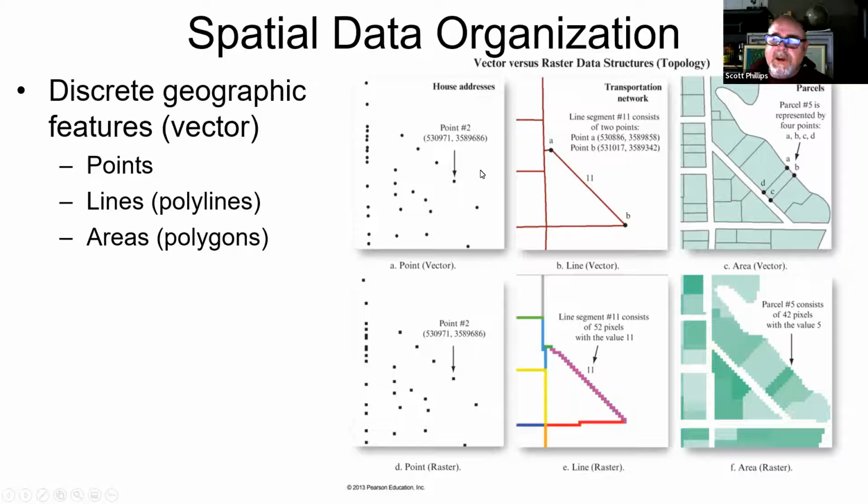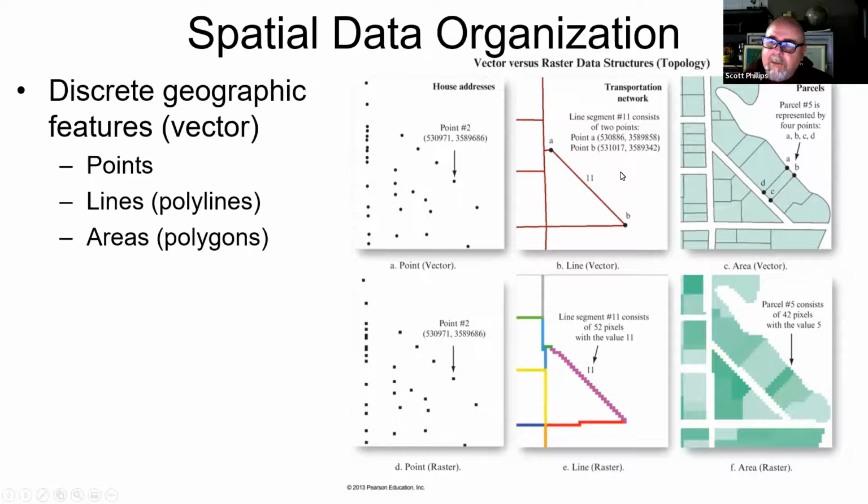If you remember from geometry, the Cartesian coordinate system where you have an X and a Y, that's how the computer stores this information. It has a list of features, each with an X and a Y, and it's able to represent that as a point in the system. These might be fire hydrants, housing addresses, any kind of discrete point features.